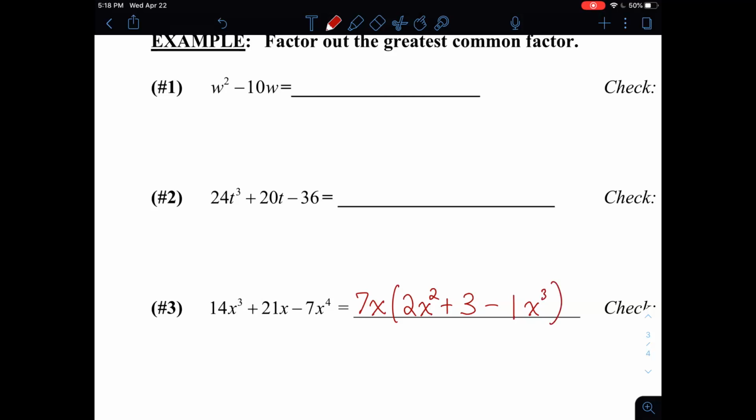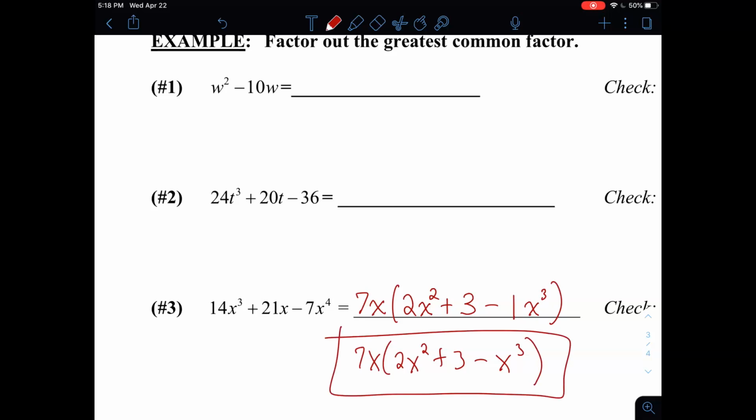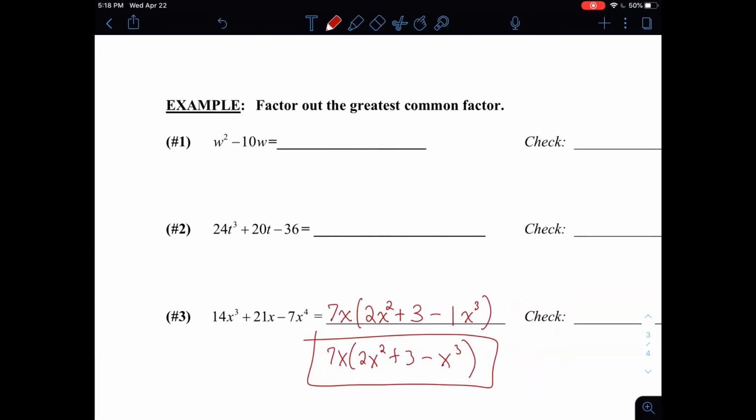So another way you could write that is 7x times (2x squared plus 3, dang it, minus x to the third). Okay? Why don't you guys go ahead and pause the video and do 1 and 2 on your own, and I'll give you the answers here in a second.